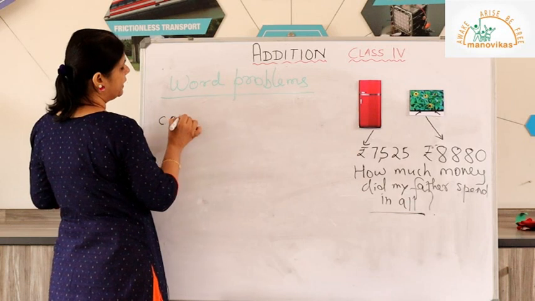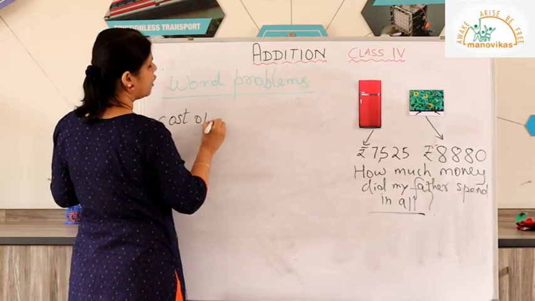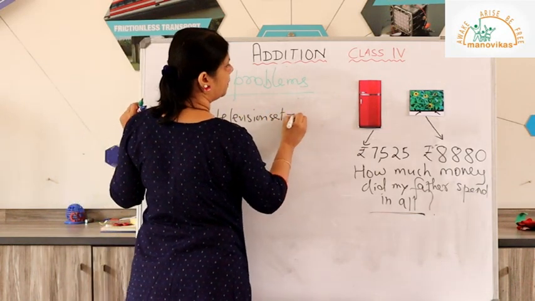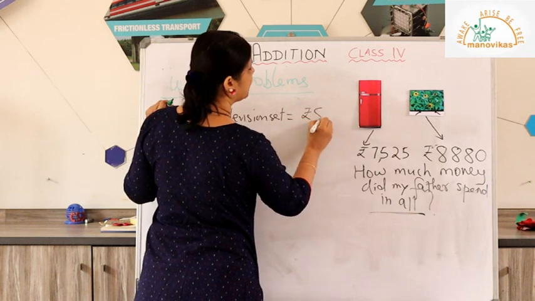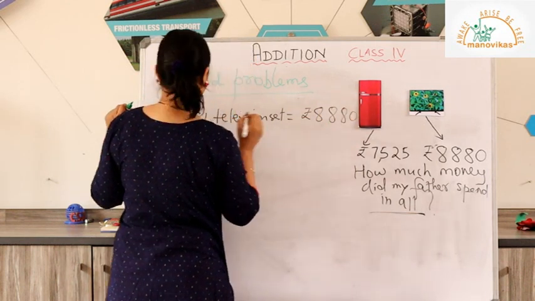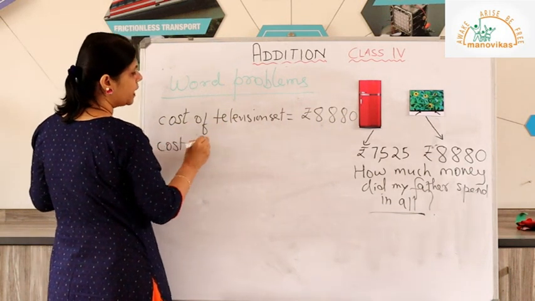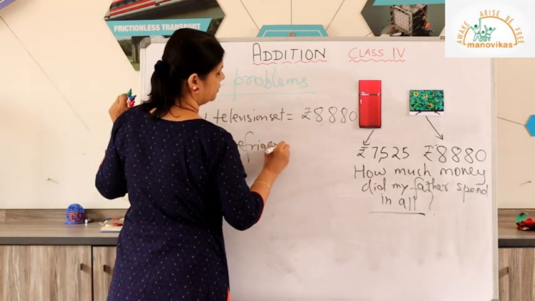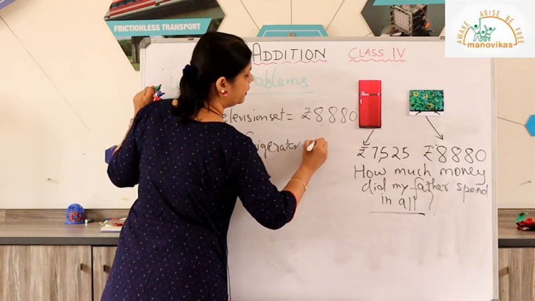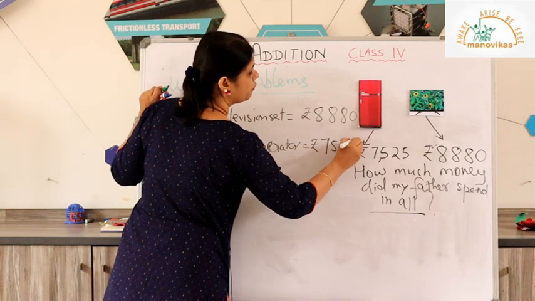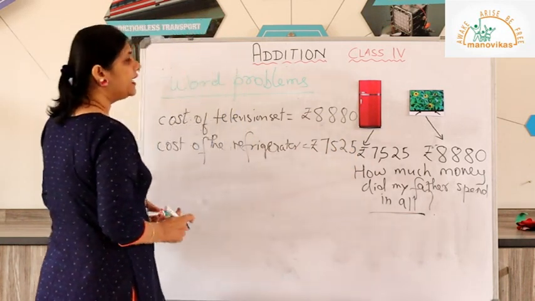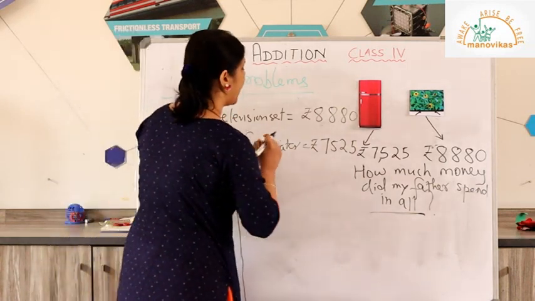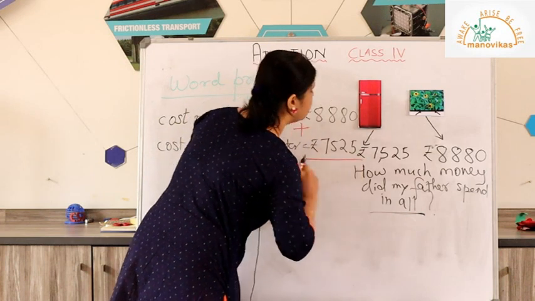Now, first we have to write the statements for the word problems. Cost of television set is how much? Rupees 8,880, right? Now, cost of the refrigerator is how much? 7,525. So now, to find the total cost, how much he has spent in all, what will I do here? I will have to add the numbers. So what will I get?